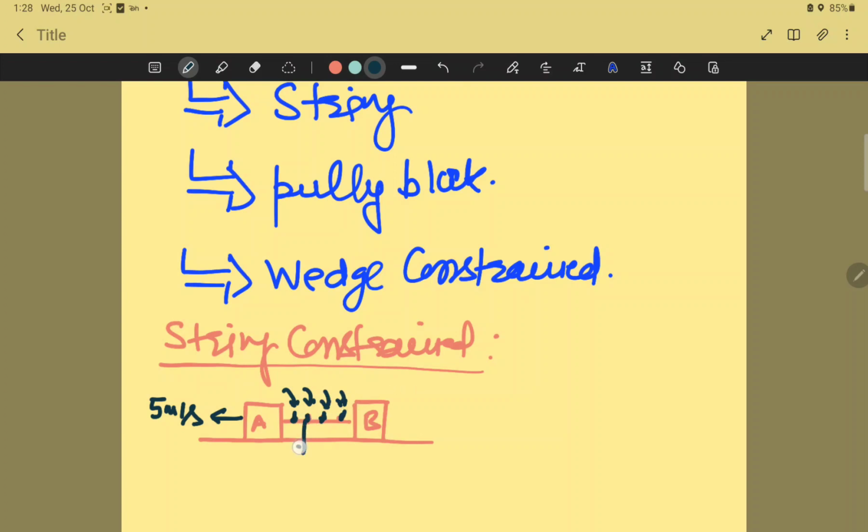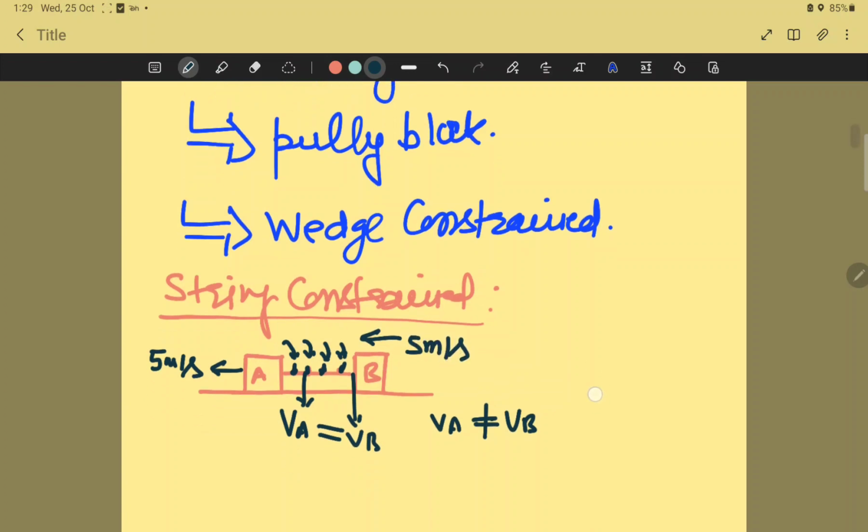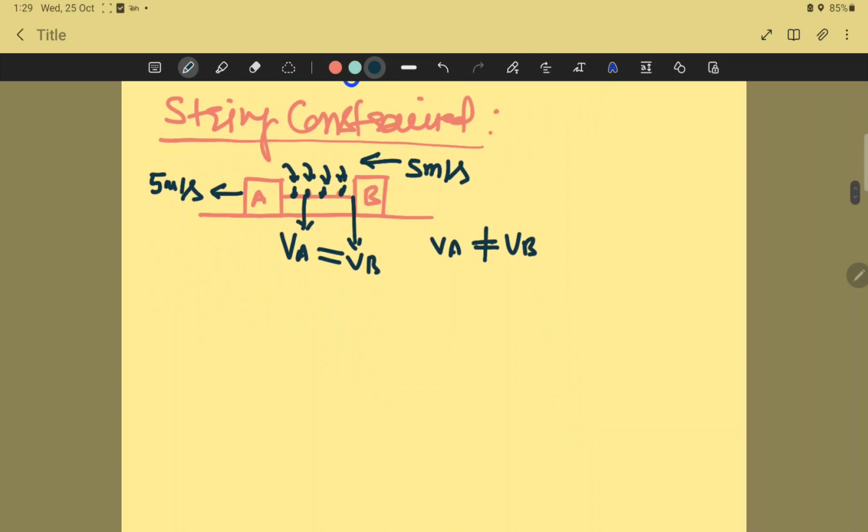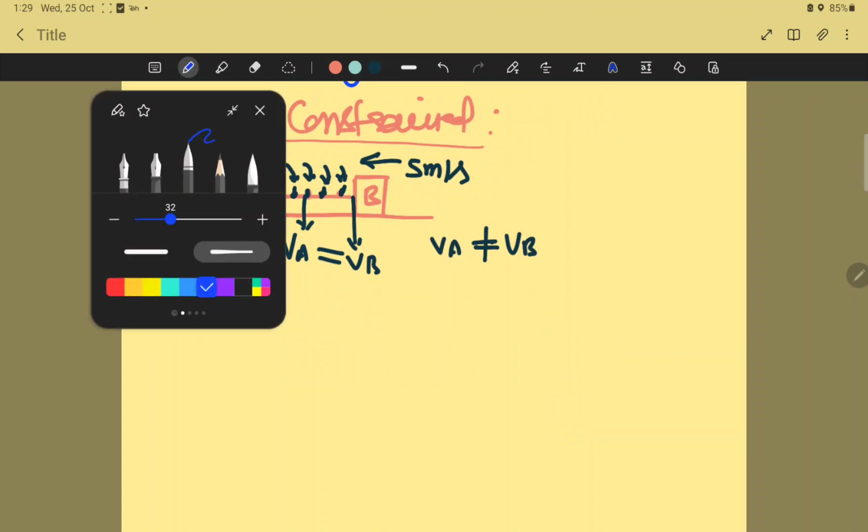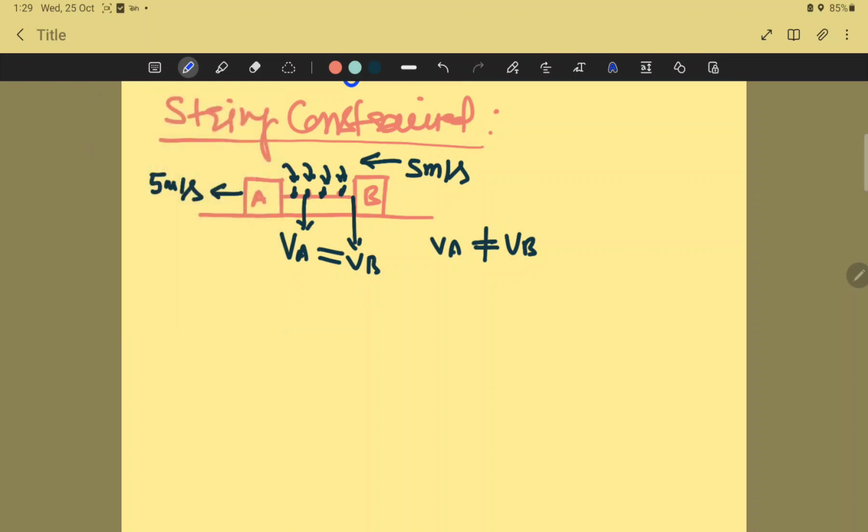If the velocities, let's say VA and VB, are not equal, it means the string is going to break. That's why the velocity of each and every point should be similar, same and equal. So we can say if block A is moving at 5 meter per second, block B is also moving at 5 meter per second. Based on it, let's quickly pick a few examples.